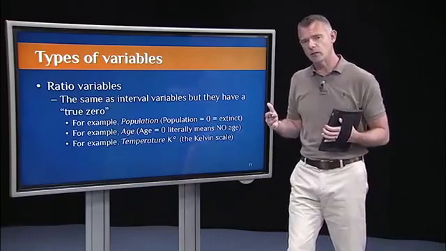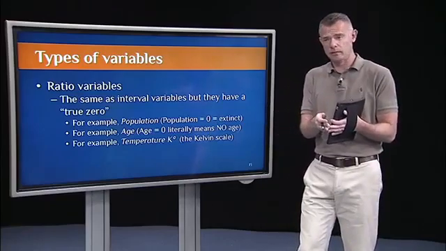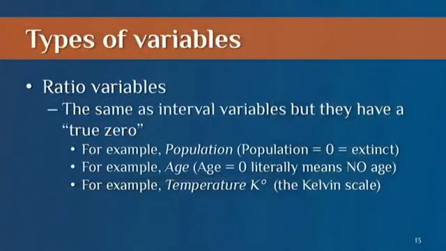And it's a ratio variable because it has a 0 point. So if the population of a country is 0, that's meaningful. That means that humans are extinct in that country, right? So it's what we call a true 0. Another example is age. If your age is 0, you literally have no age. Another good example, and an example we're going to use a lot in the next segment, is temperature.